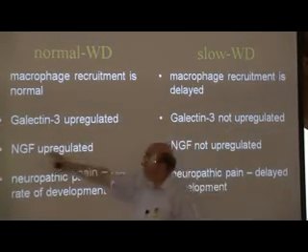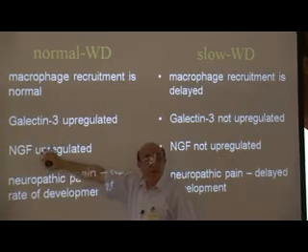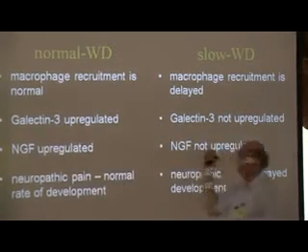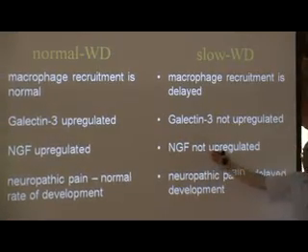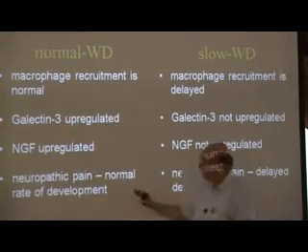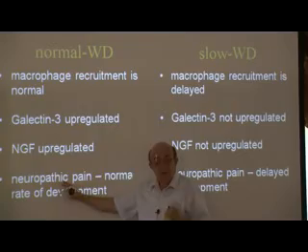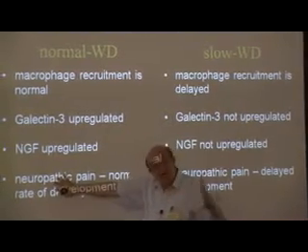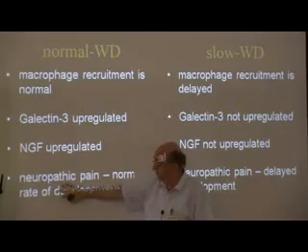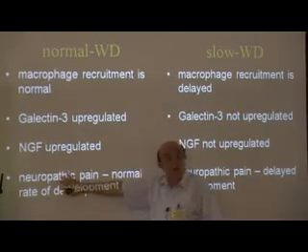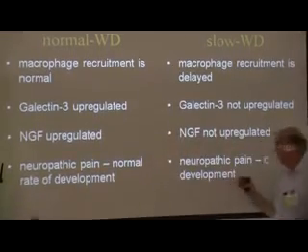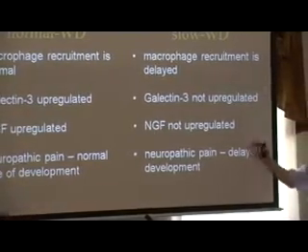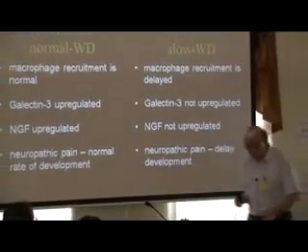Perry and Brown studied NGF. It is upregulated normally. It is not upregulated in slow Wallerian degeneration. And others studied neuropathic pain, which I'll define for you in a moment. It develops at what we would consider a normal rate in normal animals, but neuropathic pain will be delayed in its development in slow Wallerian degeneration.